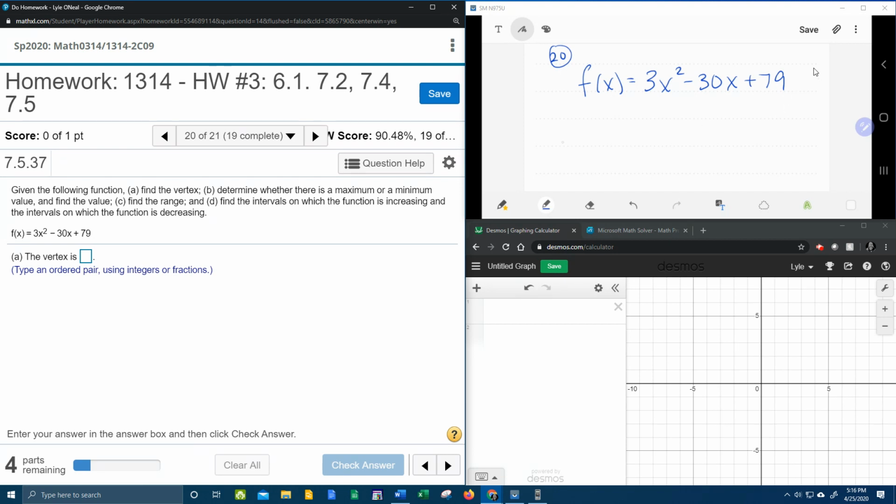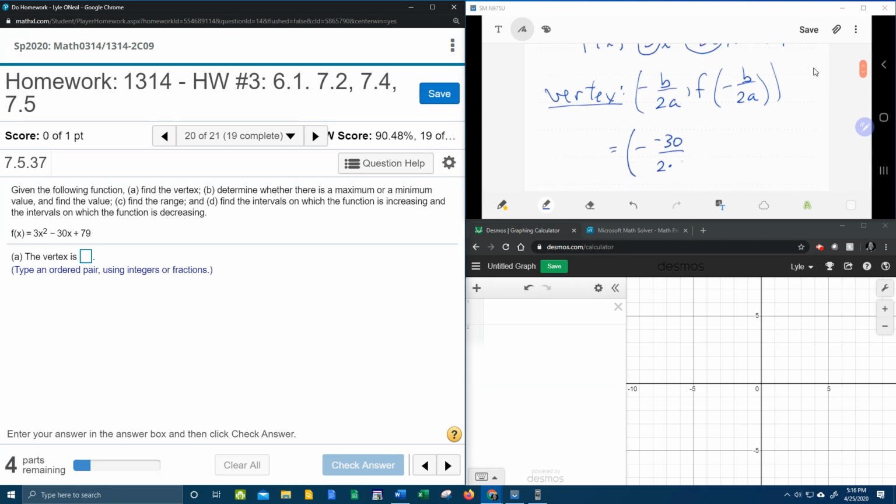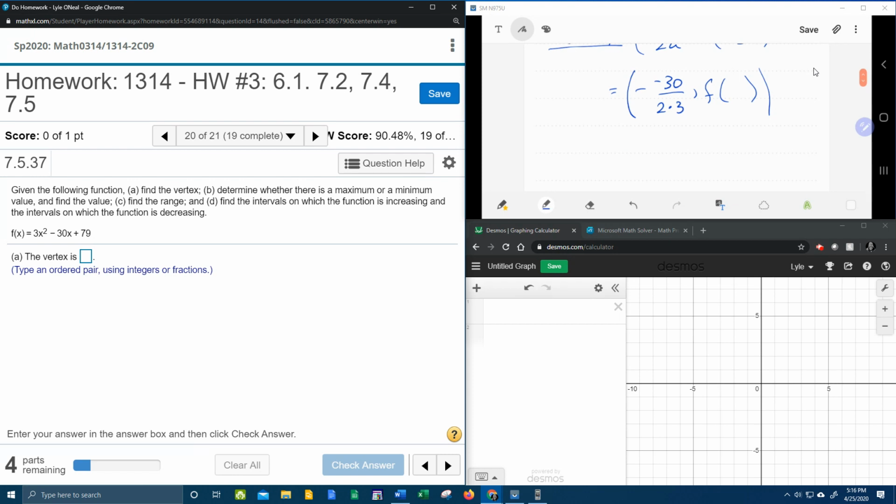Let's get started. For the vertex of a quadratic, the formula is minus b over 2a, f of minus b over 2a, and we can see that a is 3 and b is negative 30. So our vertex is going to be minus negative 30 over 2 times 3, and then f of whatever that works out to be. Got it? So this is the x coordinate of the vertex, and this is the y coordinate of the vertex. Whatever this x is, I'm going to plug it into the function to get y.